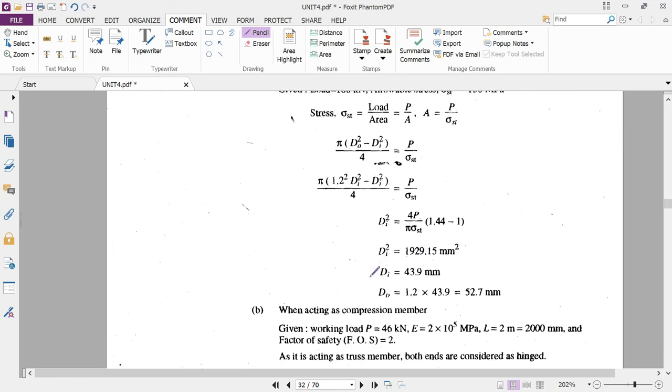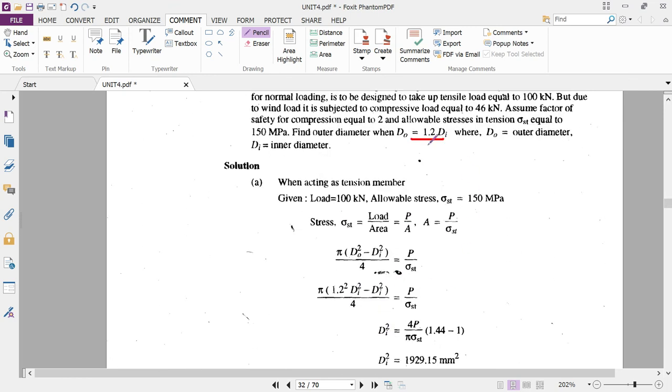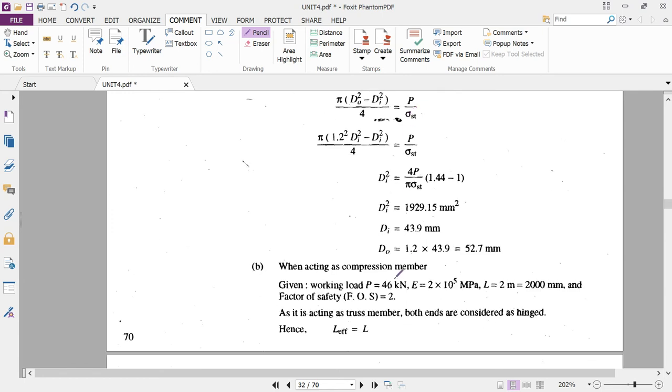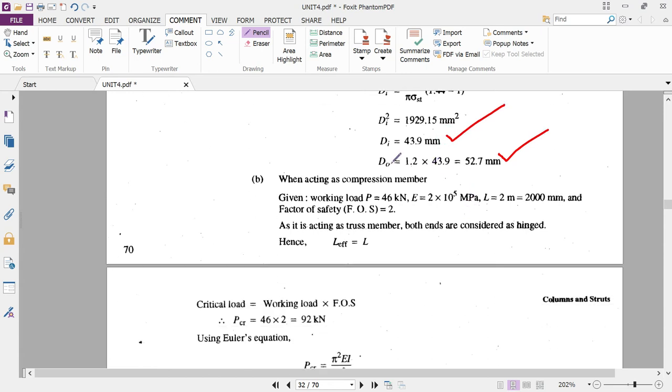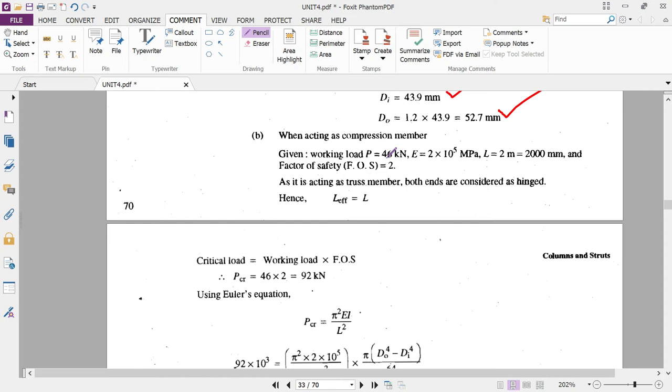So once we get the inner diameter, we have to put this value in the outer diameter, and we will get the answer of outer diameter, that is equal to 1.2 into 43.9, that is equal to 52.6. So this is the outer diameter and this is the inner diameter. Now we are getting the two values of outer and inner diameter.